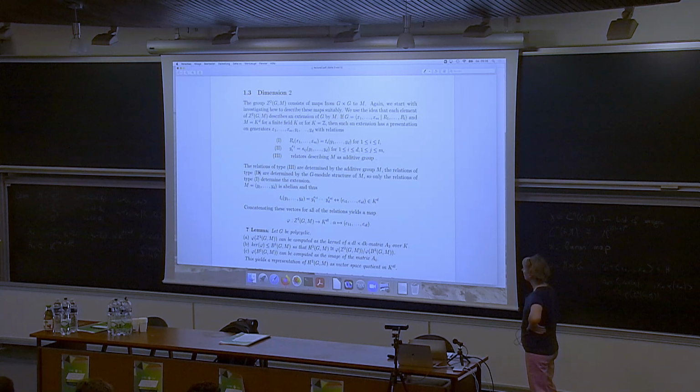The group Z2 consists of maps from G cross G to M. Okay. We want to have a nice description for it. We take a finite presentation for our group and a vector space for our module. Vector space over K, over a finite field, over Z, or potentially also over Q. Lots of things are possible here. Now, the group of two cocycles is in correspondence to the extensions of G by M.